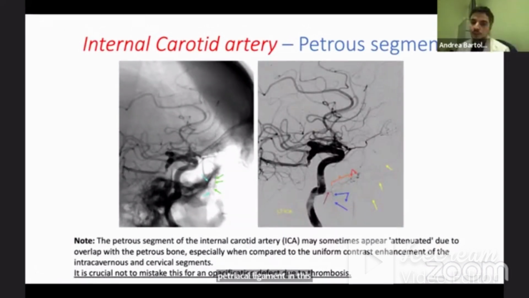The Petrous segment of the internal carotid artery may sometimes appear attenuated, as we can see in this image, due to the overlap of the Petrous bone, especially when compared with the uniform contrast enhancement of the intracavernous segment and of the cervical segment, but it's normal, it's not a pathologic appearance. It's crucial not to mistake it for an opacification defect due to thrombosis.